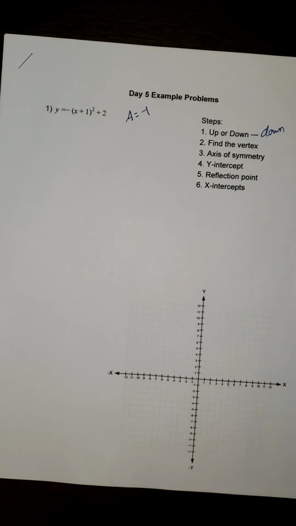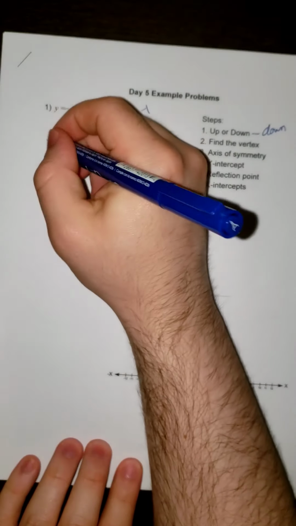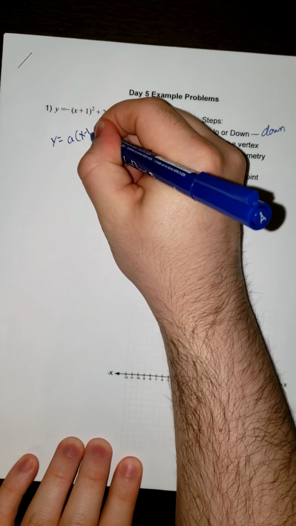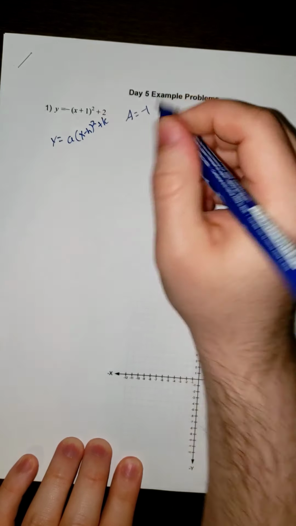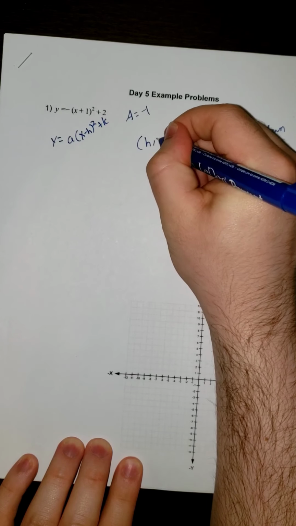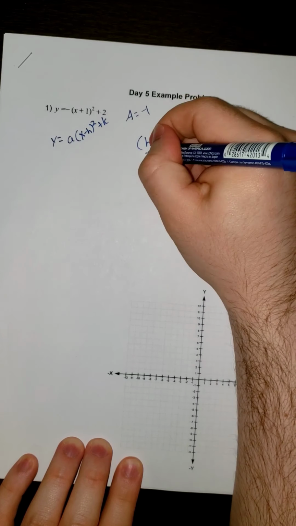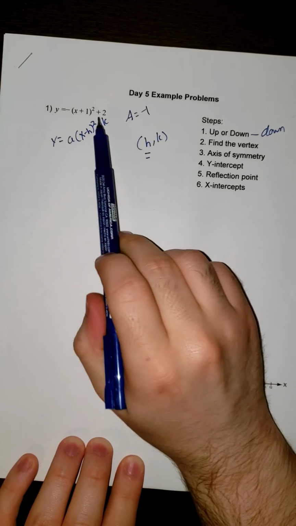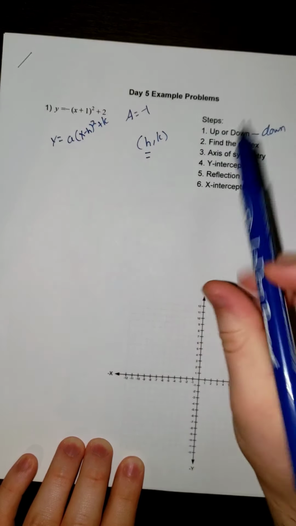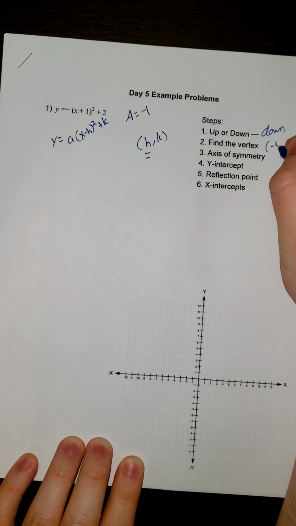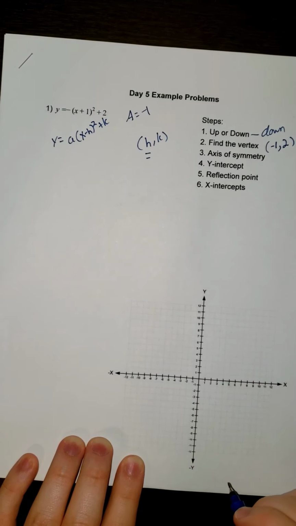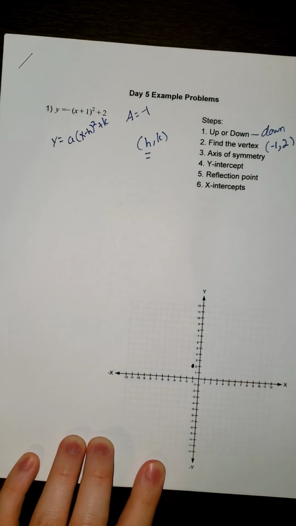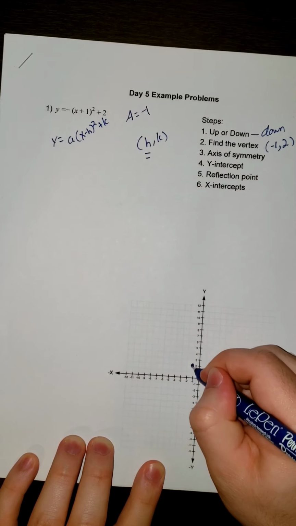Finding the vertex. Remember, in our vertex form, we have y equals A, x minus h squared plus k. And our vertex is h, k, with h, remember, having its sign changed. So in this case, h is 1, k is 2, so our vertex will be -1, comma 2. And then we can go ahead and graph that point.